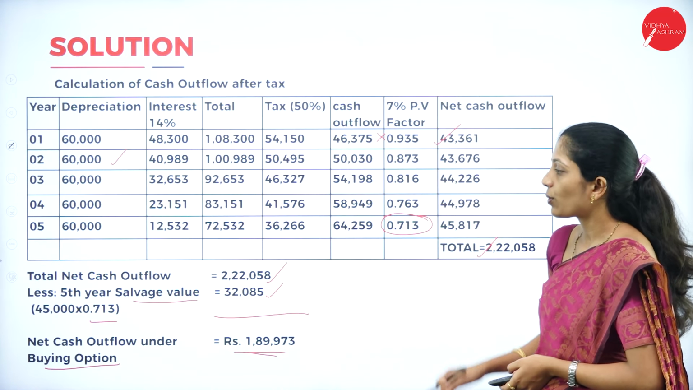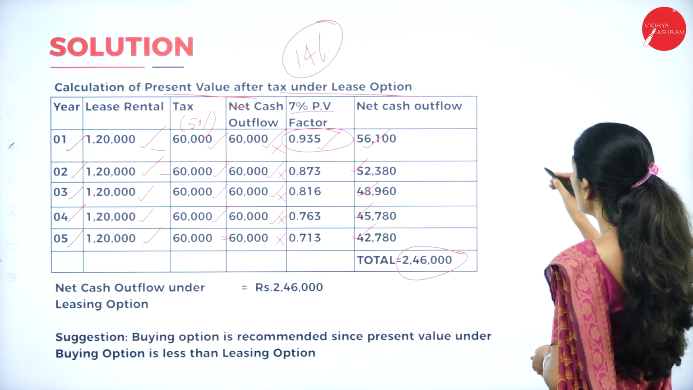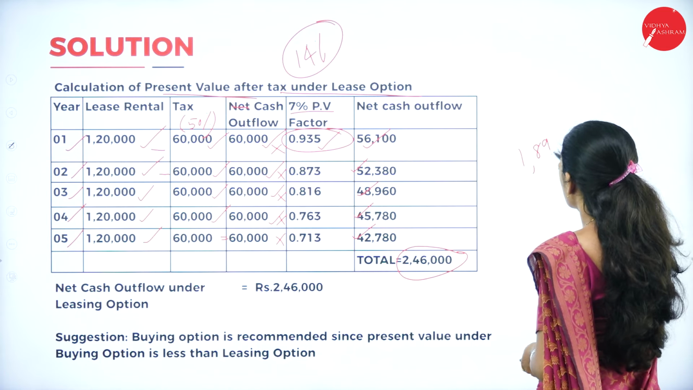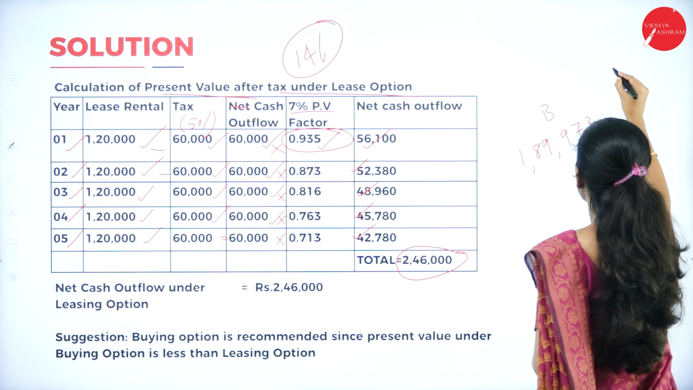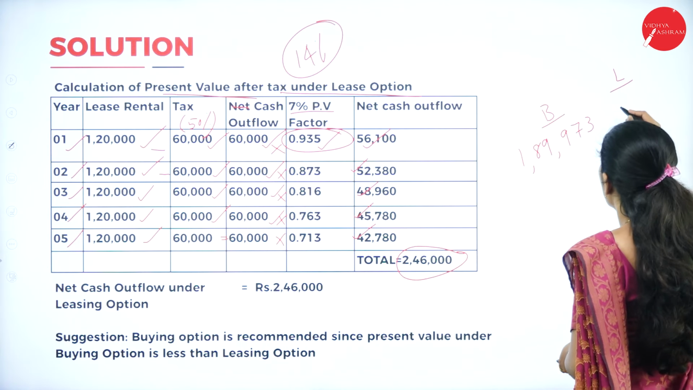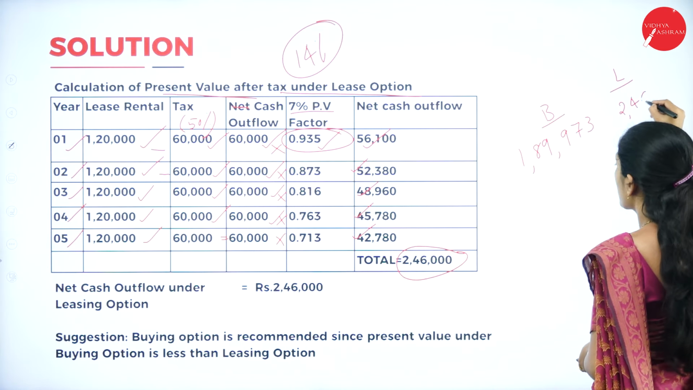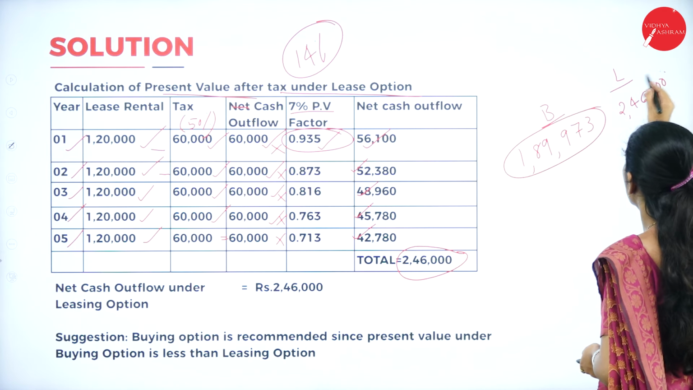Now we have to compare the net cash outflow under the buying option and the net cash outflow under the leasing option. What is the net cash flow under the buying option? It is 1,89,973. So this is under the buying option. Then what about the leasing option? Under the leasing option it is 2,46,000.